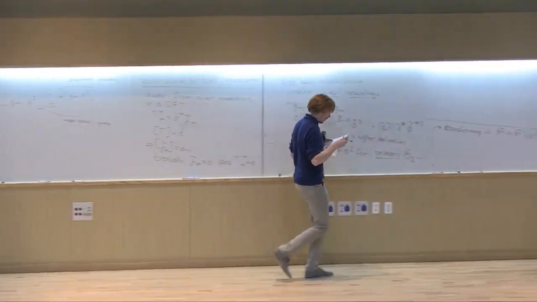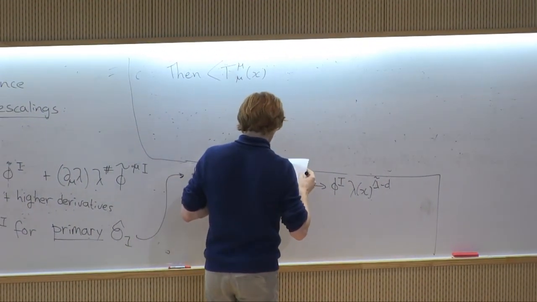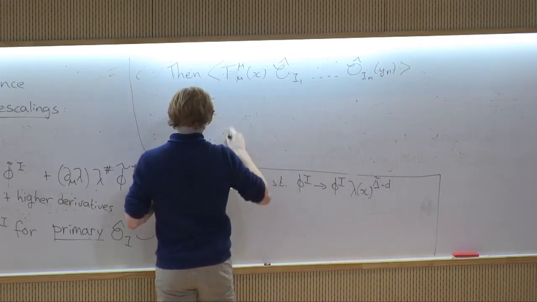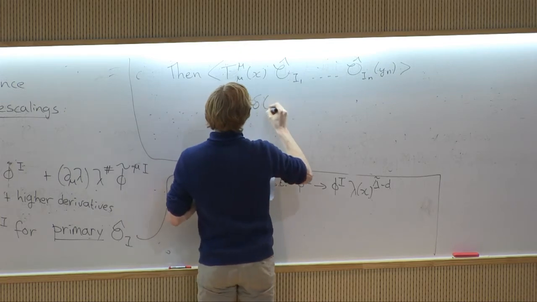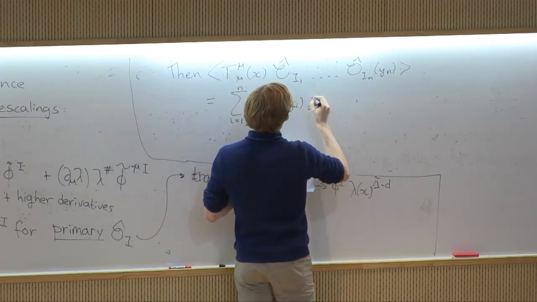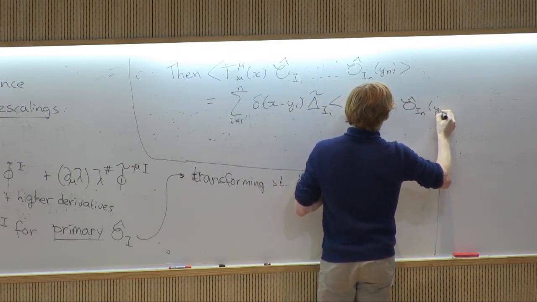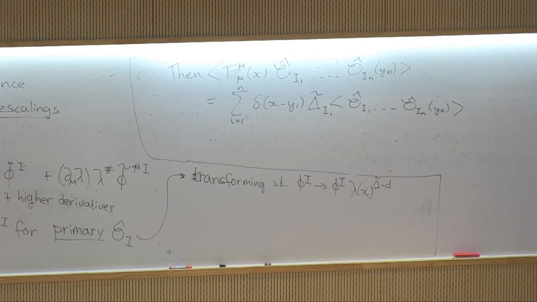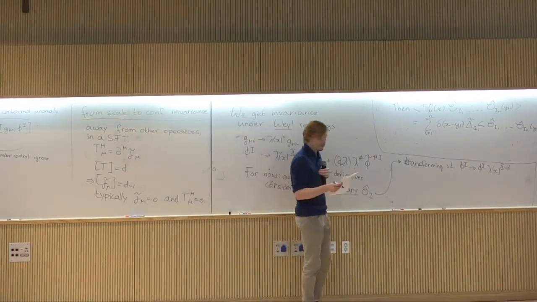Let me write it here, although it's very similar to what I wrote. The insertion of the trace of the stress tensor with a bunch of primary operators is nothing but a rescaling at every point, so sum I equals 1 to n, delta of x minus y_I, delta tilde I, and then the same correlation function. So this is the extra equation that I get, the non-integrated version of this equation. I get it for arbitrary x, if my theory is invariant under rescalings. In other words, if the trace of the stress tensor is exactly zero, away from other operator insertions.